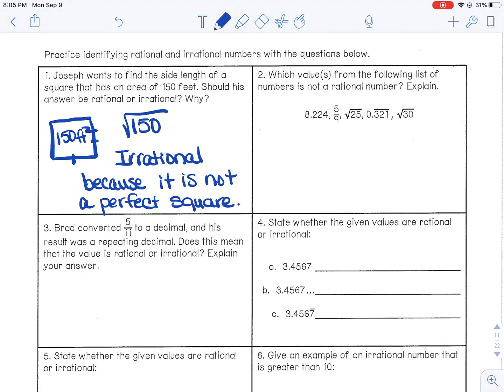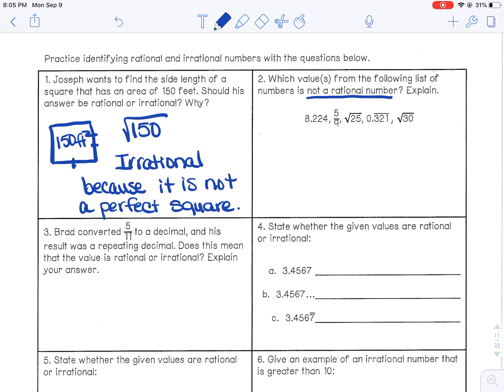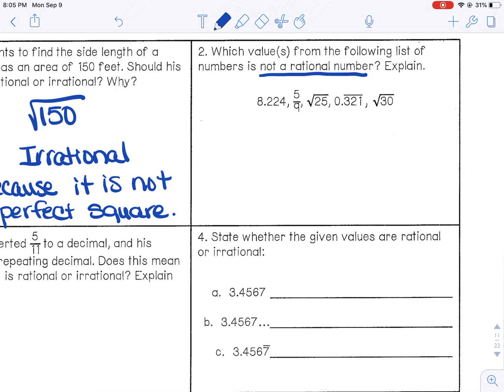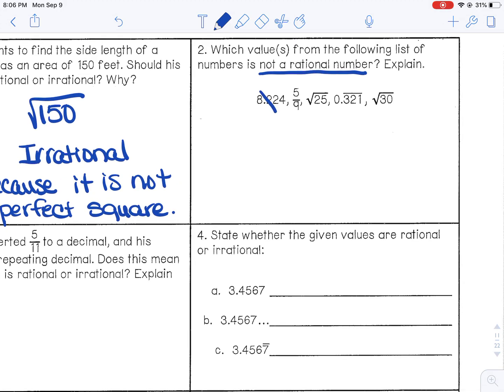On number 2, which of the values from the following list of numbers is not a rational number? So we are looking for irrational numbers. Let's try to find all the irrational numbers. Is 8.224 irrational? Well, it is a terminating decimal. Terminating decimals are rational. The next number is 5/9. It is a fraction. The very definition of a rational number is a number that can be made into a fraction. So 5/9 is rational. Again, we're looking for irrational.